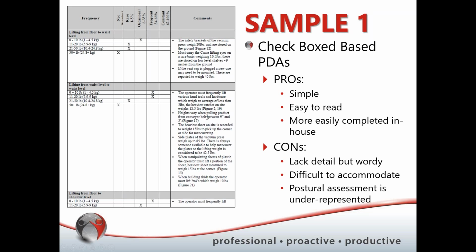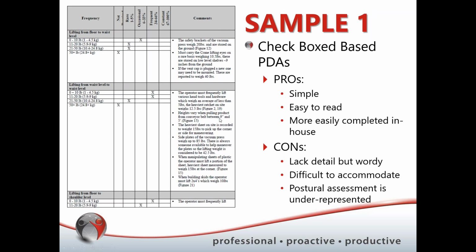So now I know that I have a lifting restriction. On this page alone, I've got 3 bullets in the floor to waist, and I've got 6 bullets in the waist to shoulder, it should be, and then lifting from floor to shoulder level, I've got 1 bullet here, but there's actually more on the next pages, right? So I'm looking at very easily like, I don't know, 8, 10, 12 bullets that I have to read thoroughly in order to grab the detail out of this PDA that I need in order to accommodate. Which is why accommodating with a checkbox-based PDA can be a challenge, right?